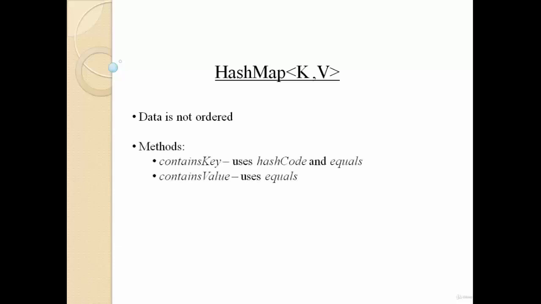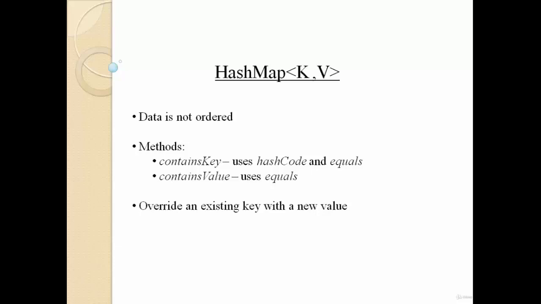If you recall, we have seen the contains method used for both list and set interfaces. This is not available for a map. We have methods such as containsKey and containsValue that check for the existence of a key or an appropriate value in the HashMap. The containsKey method uses both hashCode and equals to determine the equality of objects, whereas containsValue uses only the equals method.